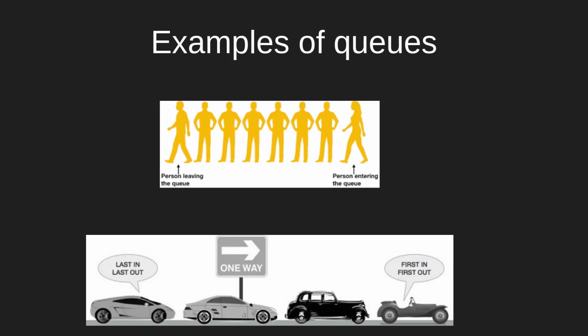Here are some examples of queues. Above we can see a queue of people waiting for something, and in the image below we can see a queue of cars waiting for the signal. As we can see from the images, the first car or the first person to go and stand in the queue will be the first car or person to get out of the queue.